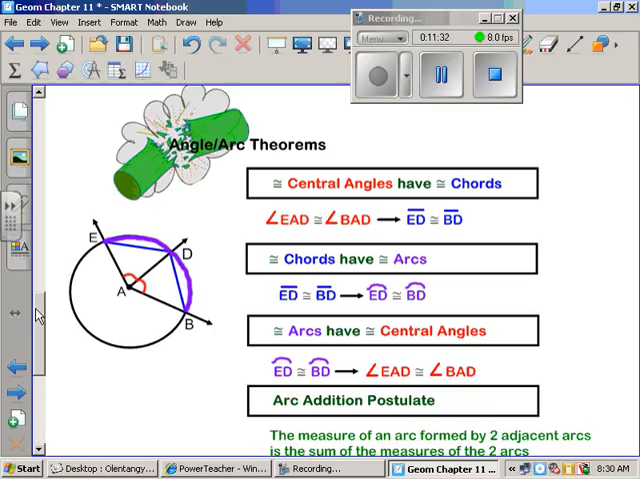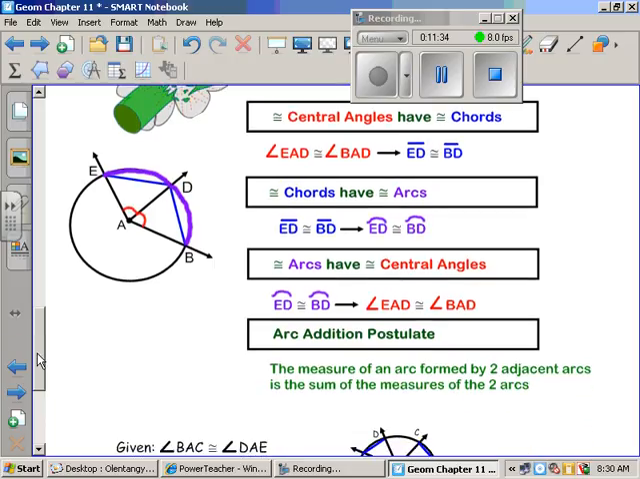And then, just like angle addition postulate and segment addition postulate, we have the arc addition postulate, and that is the measure of an arc formed by two adjacent arcs equals the sum of those two arcs. Okay, so if I take ED plus DB, what do I get? EB, right, good.